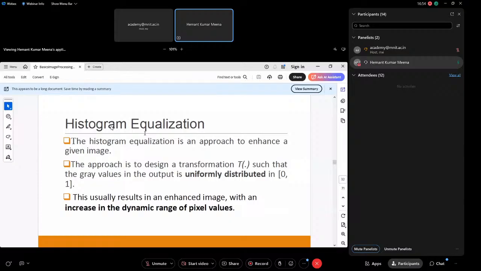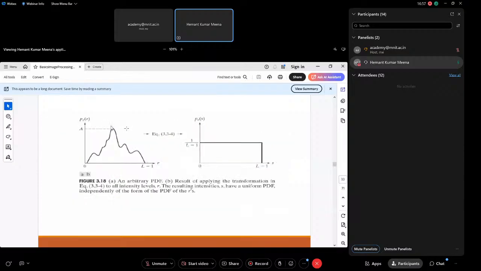So what you are seeing here in this diagram, obviously very simple mathematical functions. What is this PR? This is the probability density function. This tells about the probability of the different intensities between a range of 0 to 255.